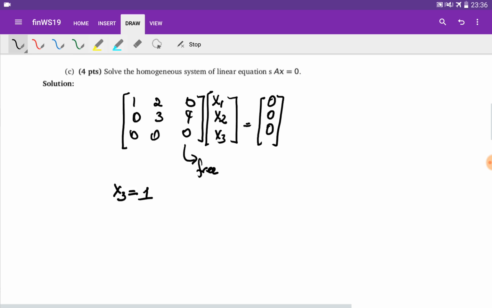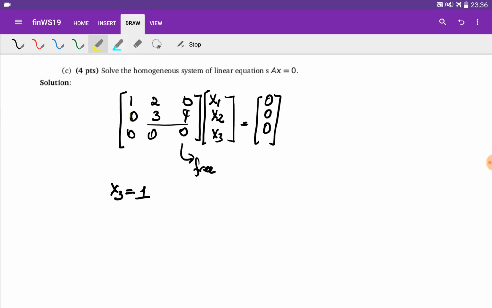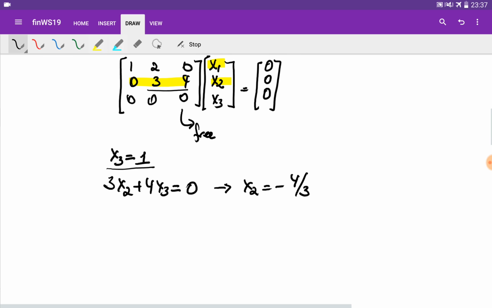And then we need to solve the second equation. The second equation tells us that we need to multiply 3 by x2 plus 4 by x3 and equate this to 0. When we set x3 to be equal to 1, we find that x2 should be equal to minus 4 over 3. Now we need to put these two values into the first equation, which is x1 plus 2x2 is equal to 0. When we set x2 to be equal to minus 4 over 3, it gives us that x1 is equal to plus 8 over 3.